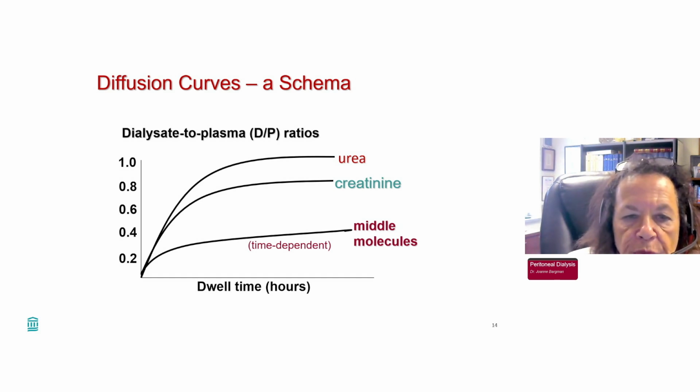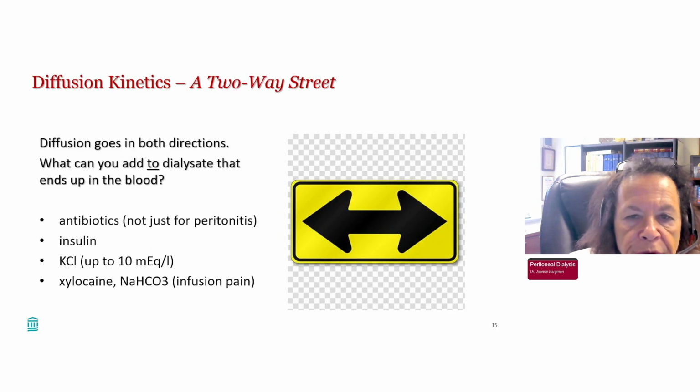So you can see for urea, which is easily diffusible, that it rapidly equilibrates between the dialysate compartment and the plasma, whereas creatinine moves more slowly, and middle molecules are essentially time dependent. And the longer you leave the fluid in, the more middle molecules you will remove. Interestingly, remember that the peritoneal membrane is a bidirectional membrane. So not only does stuff travel from the blood to the peritoneal fluid, but it can go in the opposite direction. And that can come in handy sometimes.